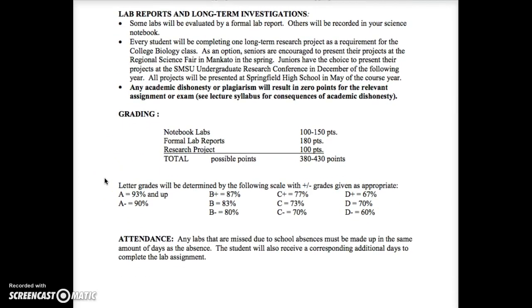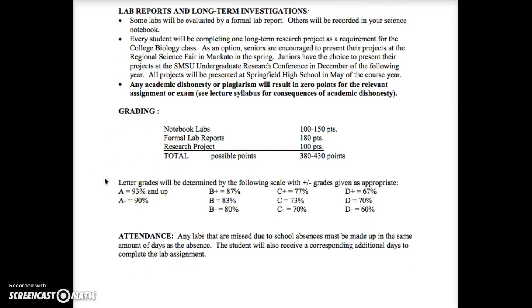The format of these reports are varied. Some labs will be evaluated by a formal lab report. That's a typed out full lab report from hypothesis to conclusion. Others will simply be recorded in your science notebook, and it might not be the full lab report in your science notebook. It might just be a part of it. It might just be the conclusion or the data analysis.